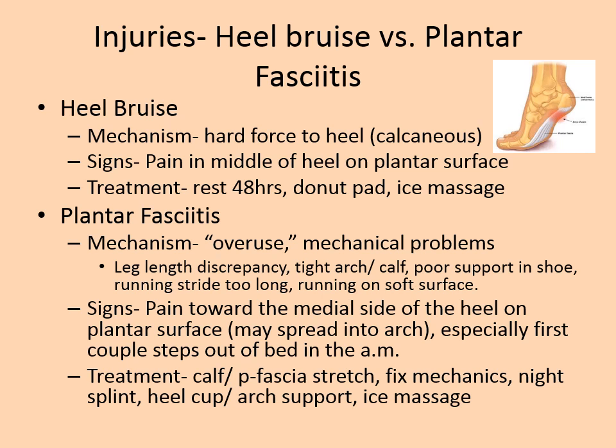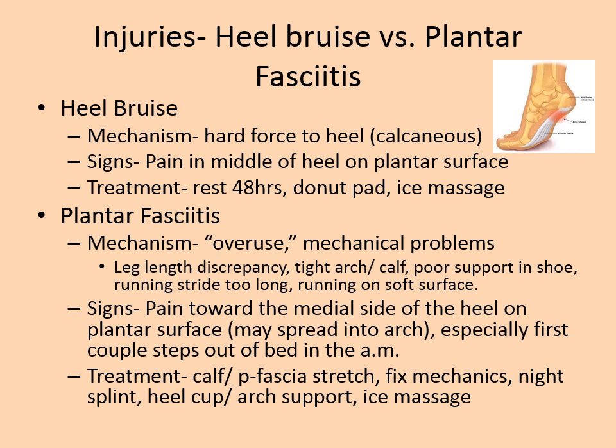They could actually have a running stride that's too long, or they could be running on a soft surface a lot. A very common mistake that people who run will make is that their running stride is too long. So that's one of the first things that we can look at too if we're trying to help somebody fix some issues that they're having either with their arches or their shins or their knees as well.